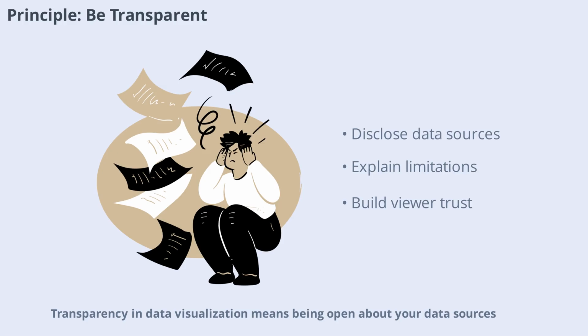Transparency in data visualization means being open about your data sources, methods, and any limitations. If you've made assumptions or excluded certain data, make that clear to your audience. Transparency builds trust and allows viewers to interpret your visuals with confidence.